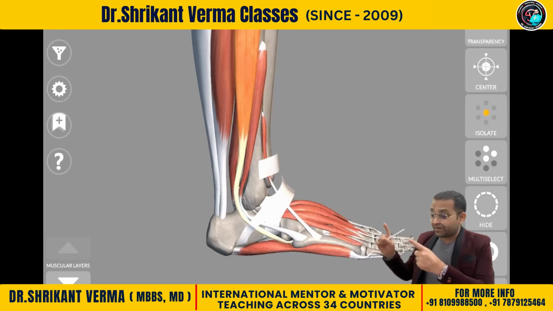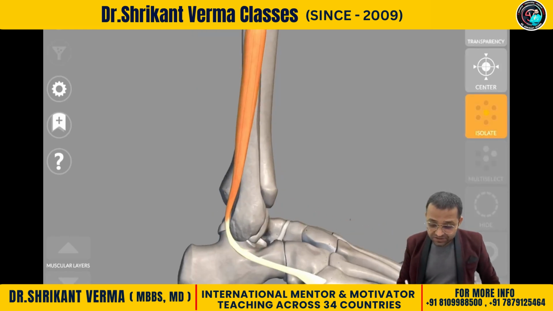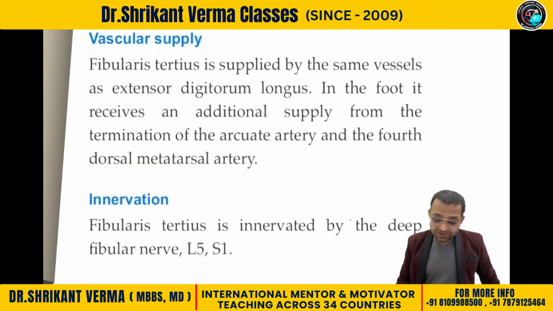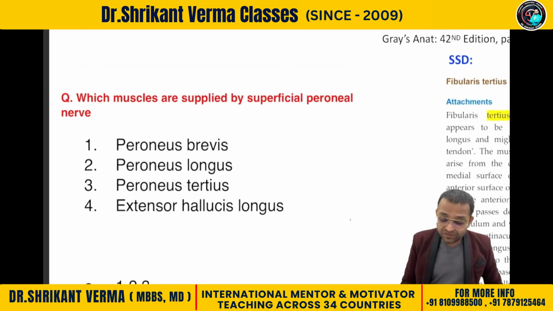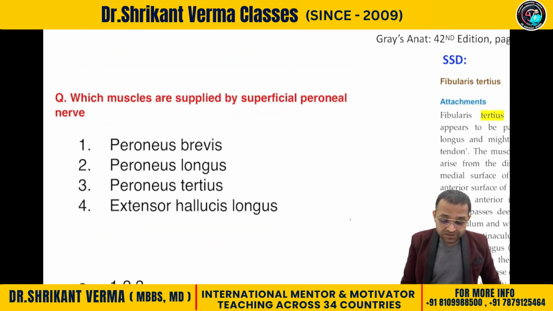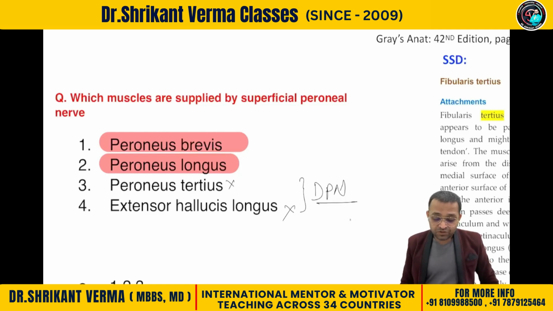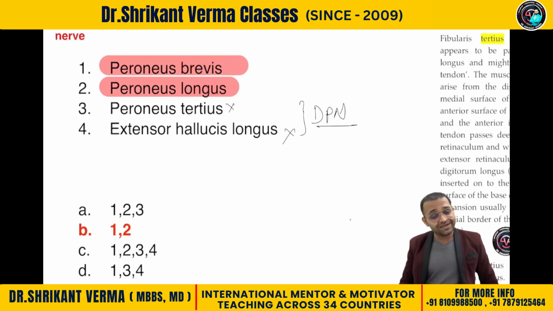In the lateral compartment, sir, this is the peroneus longus. Sir, this is the peroneus brevis. So in the lateral compartment, SPN, this is sapana, superficial peroneal nerve, which they ask in the exam. So it is supplying only the peroneus longus and the peroneus brevis. It is not supplying the peroneus tertius or extensor hallucis longus. These are supplied by our deep peroneal nerve. So definitely the answer is the first and second.